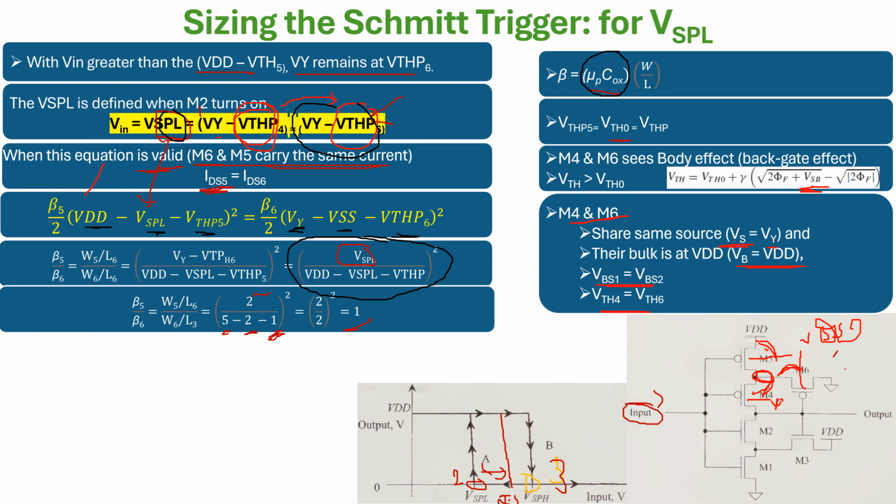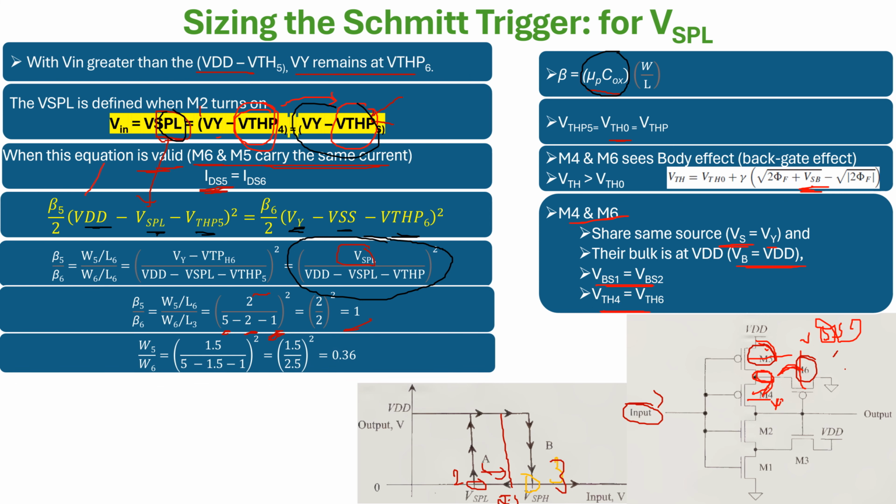In this case, M5 and M6 have the same sizing. W6 is equal to W5. That is clear. Let's do it for some other values. Assume for a moment it switches here, and we call this 1.5 volt VSPL. So now for that, 1.5 divided by 5 minus 1.5 gives 0.36. In this case, W6 is equal to W5 divided by 0.36. We learned how to calculate: if we know W5, we can calculate W6 for a given switching point.